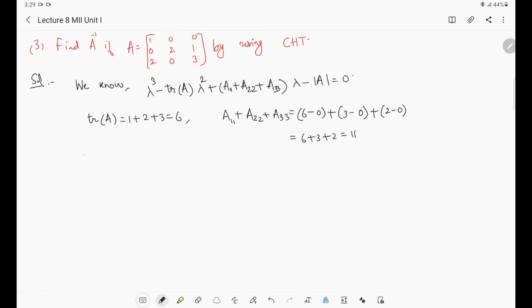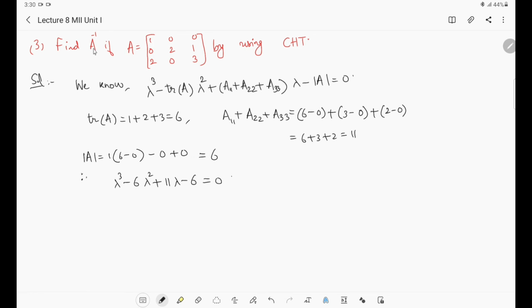Now we need to find the determinant. So determinant of A is equal to 1 into, see, 1 into what we will get? 3 into 2 is 6 minus 0, 6 minus 0, then minus second entry is 0 plus third entry is 0. So determinant is 6, right. Therefore what is the characteristic equation? Therefore characteristic equation is lambda cube minus trace of A, which is 6, lambda square plus A11 plus A22 plus A33, which is 11, into lambda minus determinant of A, which is 6, equal to 0. So this is the characteristic equation for the matrix A.